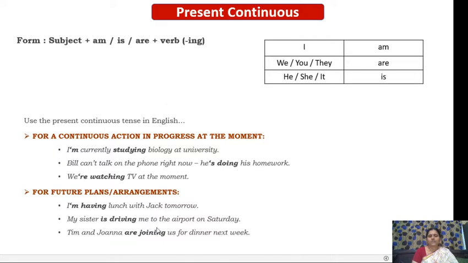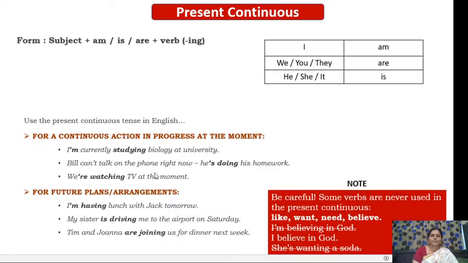My sister is driving me to the airport on Saturday. Tim and John are joining us for dinner next week. So such kinds of actions which you have planned to do in future, or for which you have made some arrangements, to express such actions we use present continuous form.